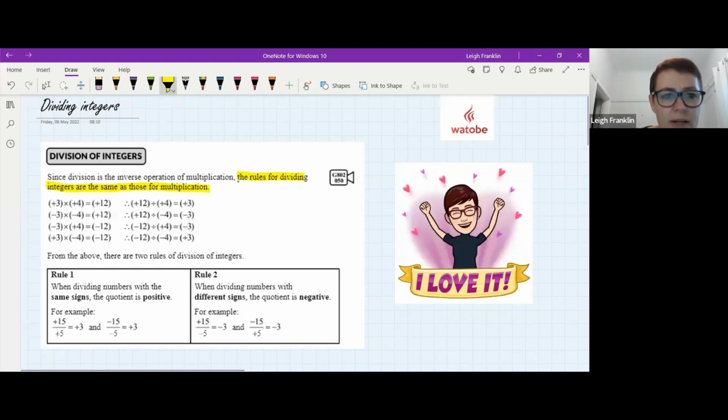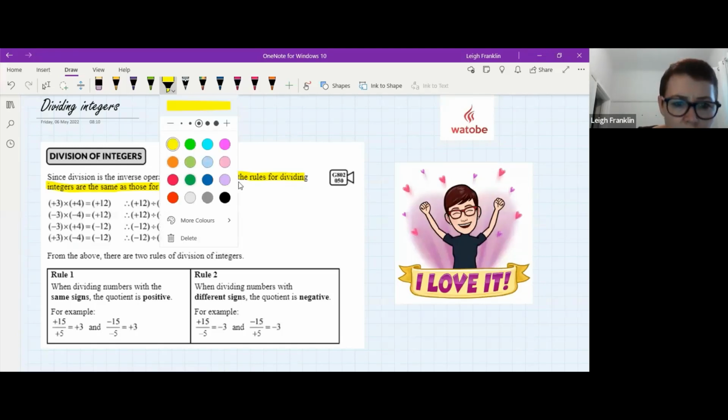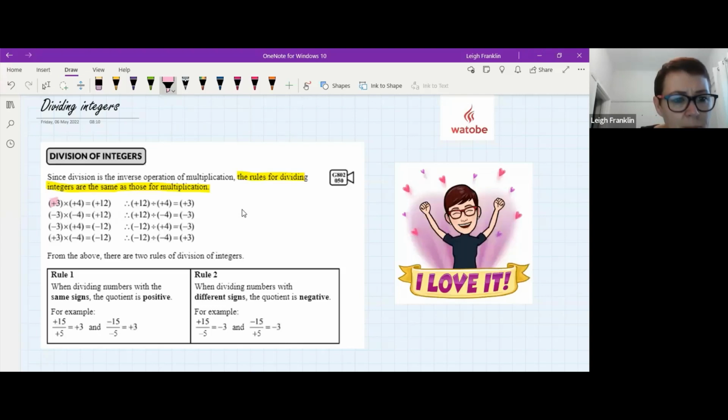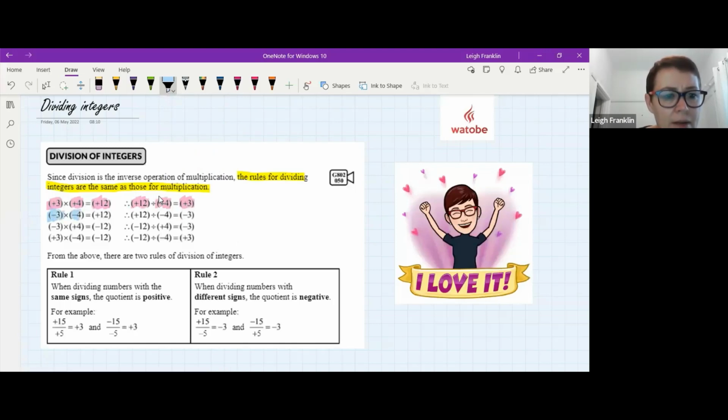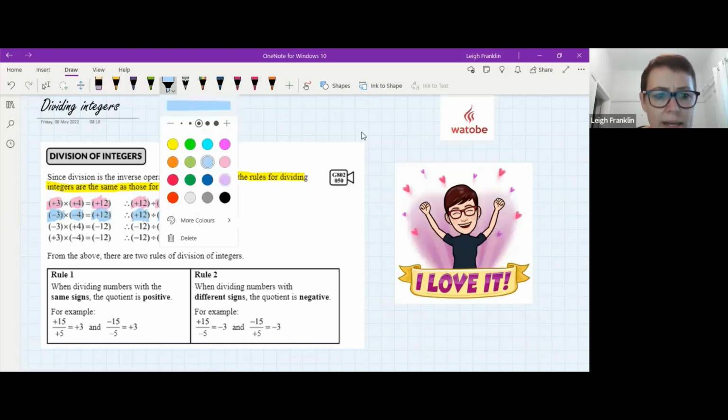So what does that mean for us? It means that when we multiply a positive number with another positive number, we get a positive outcome. So therefore, if we divide a positive number with another positive number, we still get a positive outcome. If we have a negative number and we multiply it by another negative number, we get a positive outcome, don't we? So that means that when we take a positive number and divide it by a negative one, we have to get a negative answer. Okay, does that make sense to everybody? Hope so. All right, let's carry on.